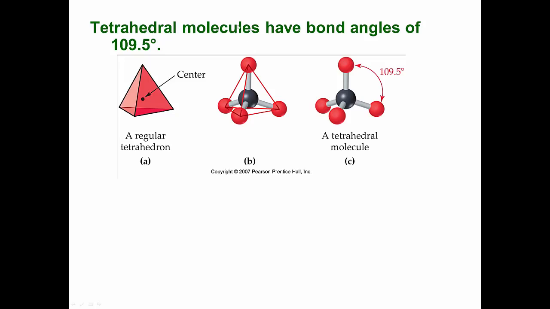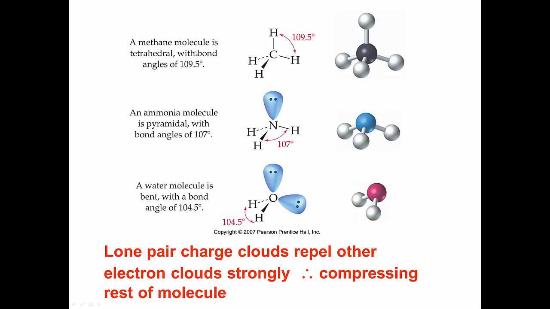A tetrahedral molecule, central atom, 4 bonds. So each one of these bonds points to the corner of a tetrahedron. And the bond angles are 109.5 degrees. So this could be methane, which is a tetrahedral molecule. Now, again, here's methane, and it's tetrahedral. It has bond angles of 109.5 degrees.